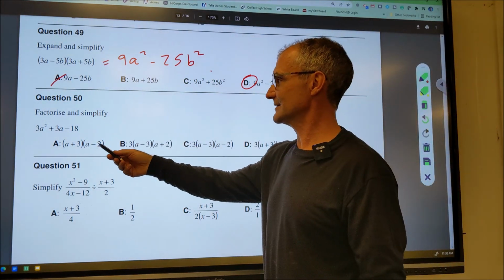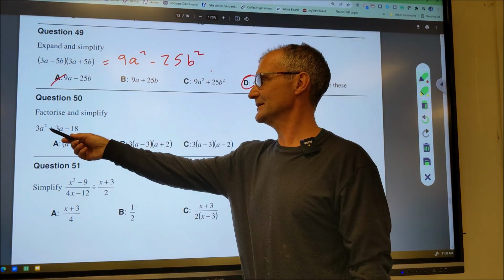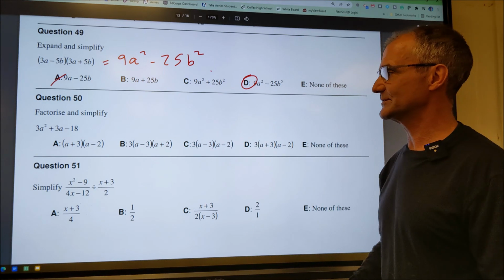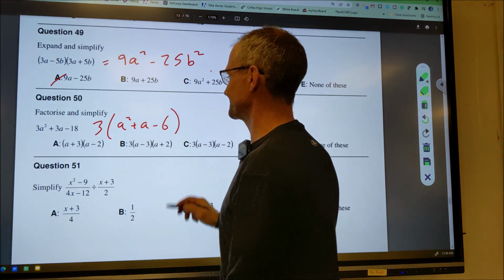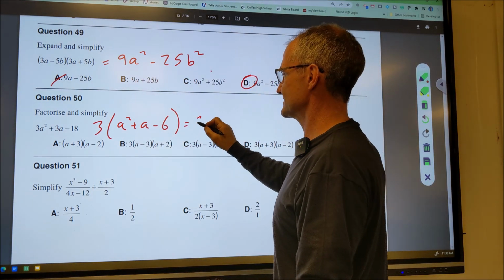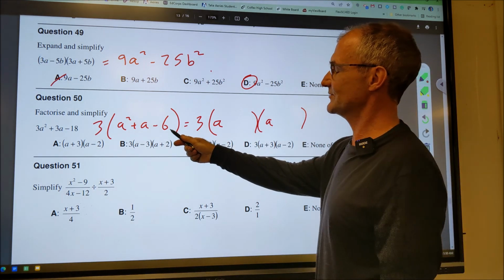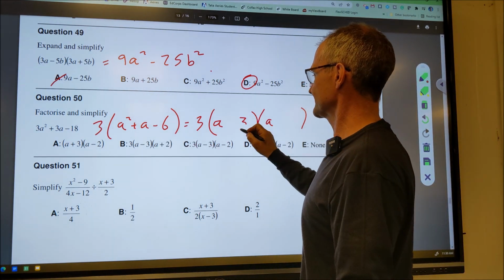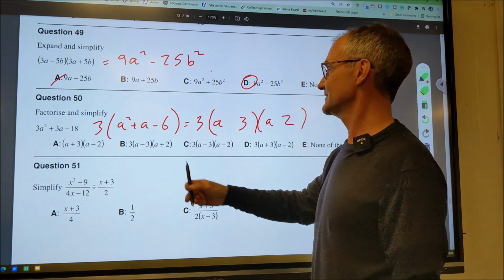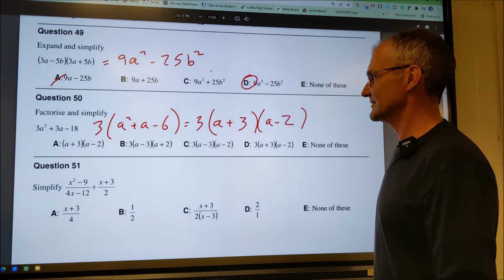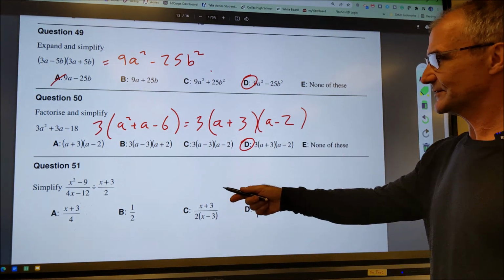Factorize and simplify. I'm going to glance down here and look at some of my solutions. I do see a common factor of 3 in all of those terms, and 3 of my answers have that 3 pulled out. So I'm going to pull that 3 out first, leaving me with a squared plus a minus 6. A lot easier to factor it that way. I still have that 3 out front. Factors of a squared are a and an a. Factors of 6 are a 3 and a 2 to give me an a. One has to be positive, one negative to give me a negative there. The middle term is positive, so the larger term has to be positive. So there it is. I look down: 3 times a plus 3, a minus 2. There's my solution there.